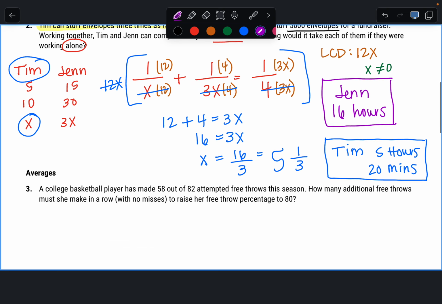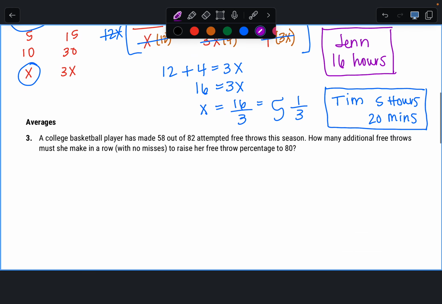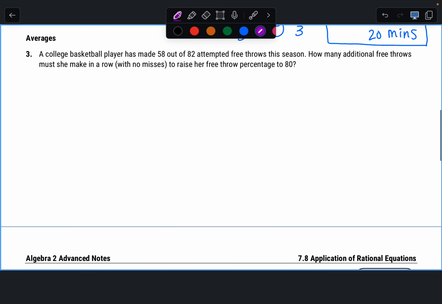Now, the second type of problem you can encounter is an averages problem. So a college basketball player has made 58 out of 82 attempted free throws. How many additional free throws must she make in a row with no misses to raise her free throw percentage to 80? So we're kind of starting off with 58 out of 82, and then we want to get to 80 over 100 because 80% is 80 over 100.